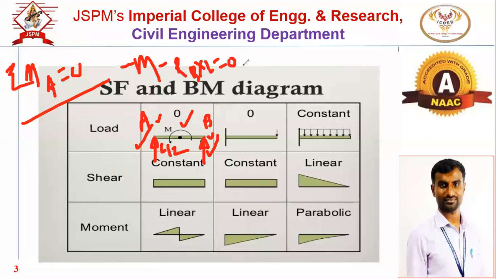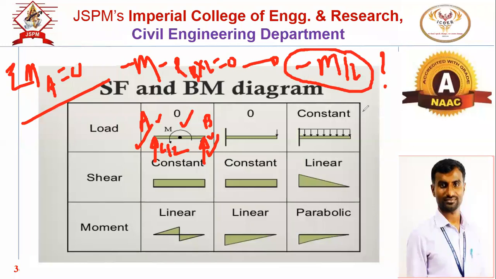So our answer for RB is minus M by L. Now tell me, so this minus sign, what does it indicate? What does it indicate? And minus. Yes, Suraj?